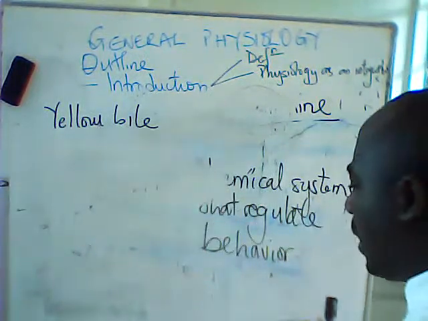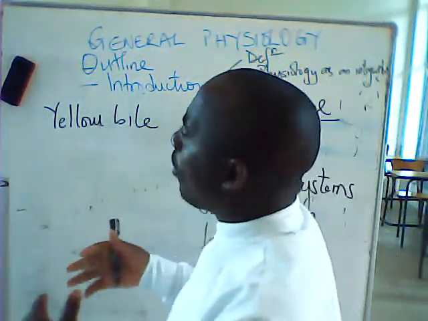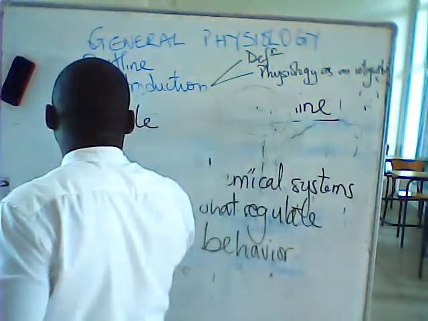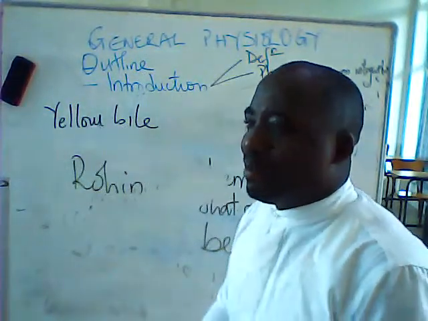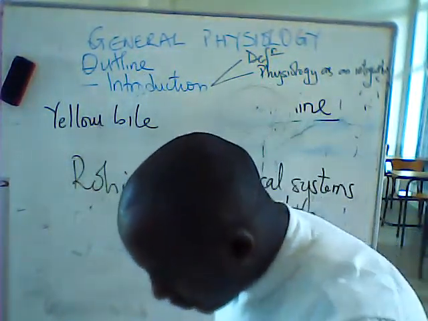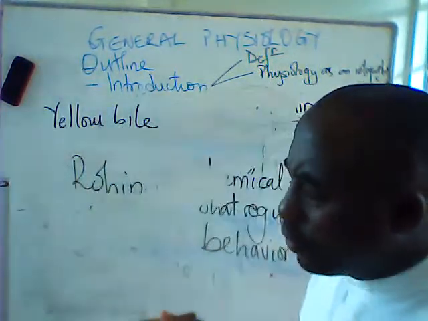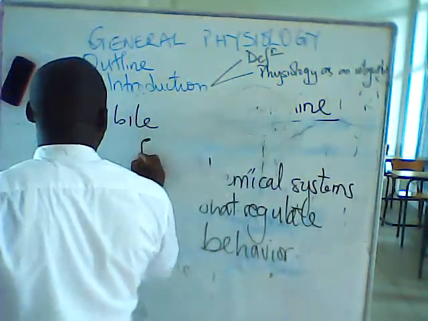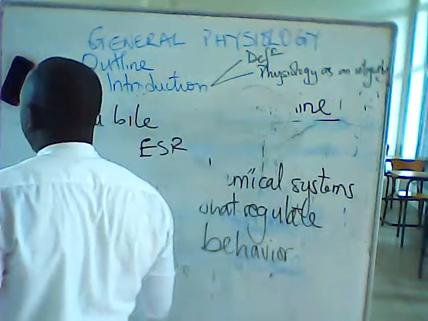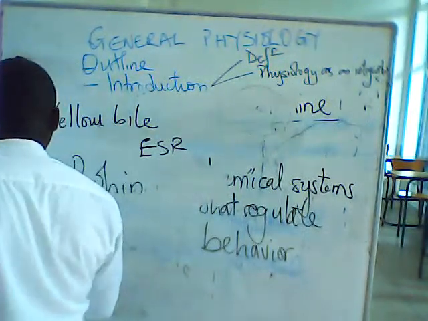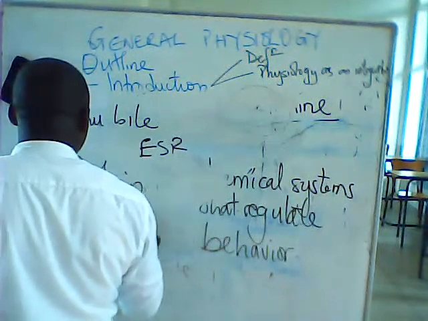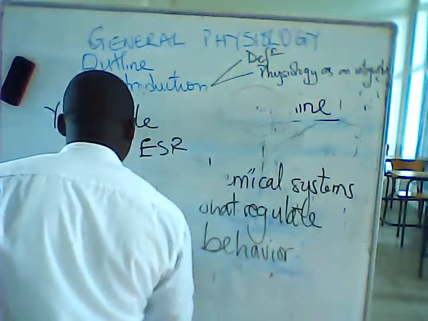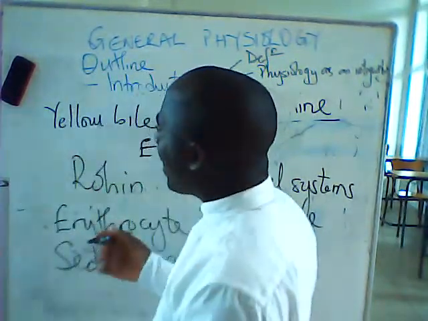But that's ancient thought. In modern times, a Swedish physician by the name of Robin, in 1921, is the one who described a test called ESR, the erythrocyte sedimentation rate. We'll look at that later.